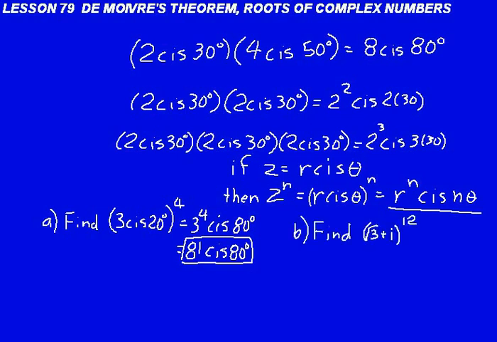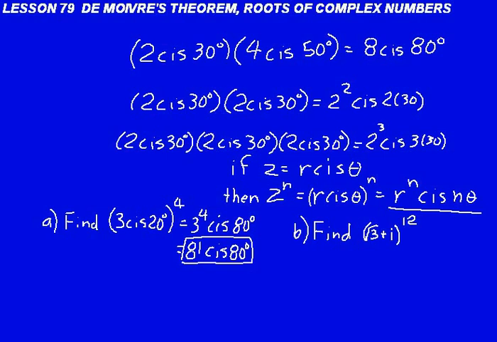Let's do another one. Look at this problem. Find the square root of 3 plus i to the 12th power. Now, you might think, oh, I need to use Pascal's triangle and expand this out. But there's a simpler way to do this. What we can do is use De Moivre's theorem, convert that to polar coordinates first, then use De Moivre's theorem and simplify that expression. Then we can rewrite it in rectangular form.